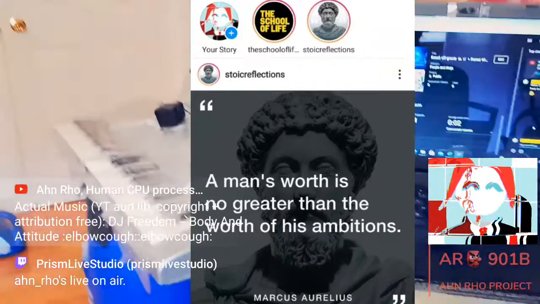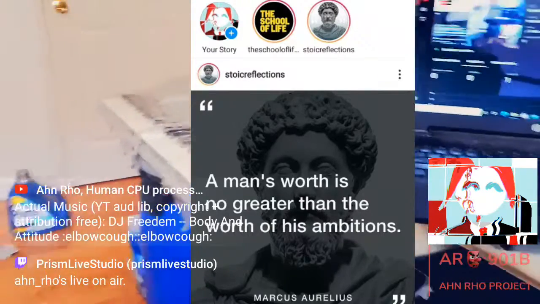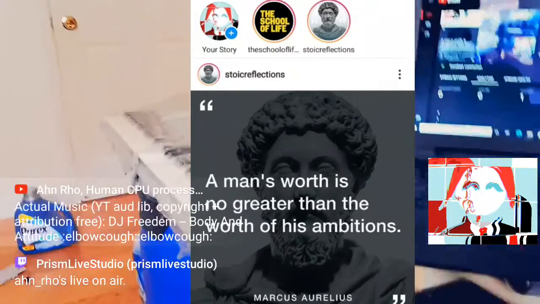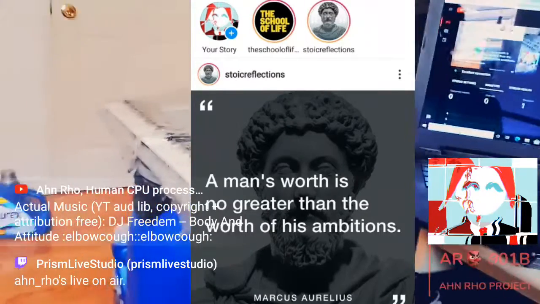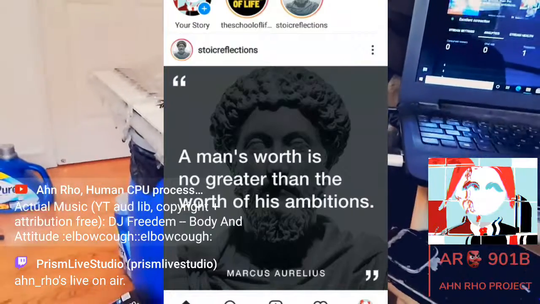Alright, Stoic Reflections: stand, sit up straight. A man's worth is no greater than the worth of his ambitions. I don't know if I agree with that completely. I need to give some more thought. By Marcus Aurelius, as usual.